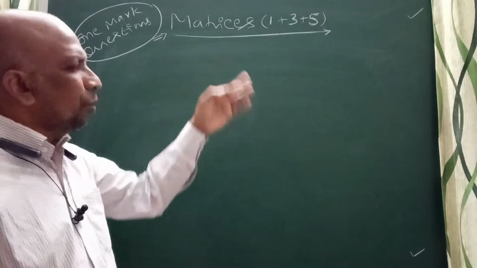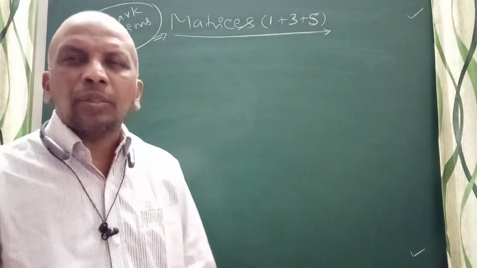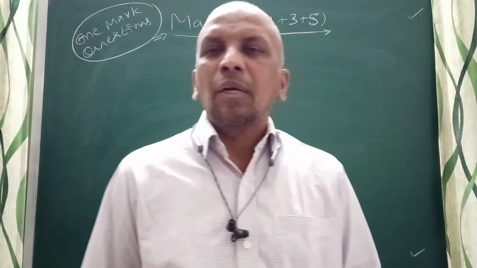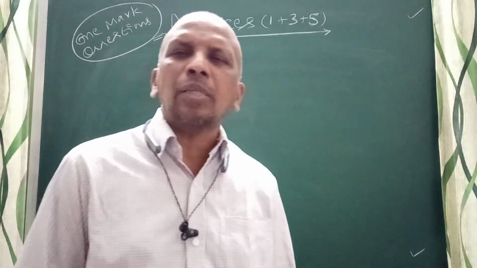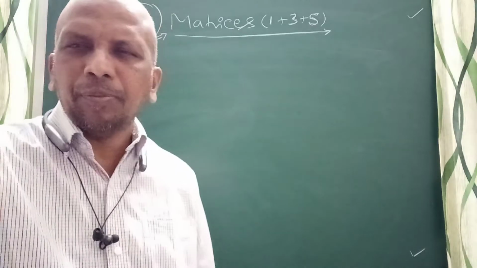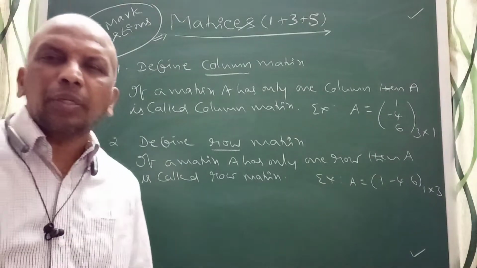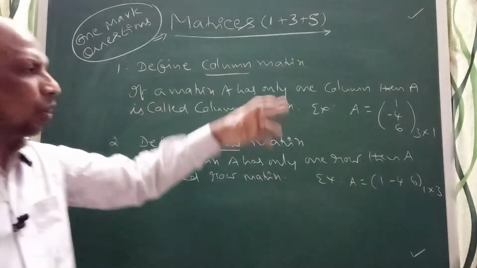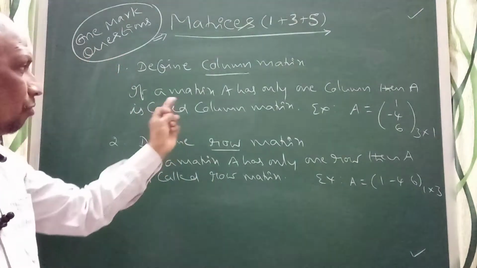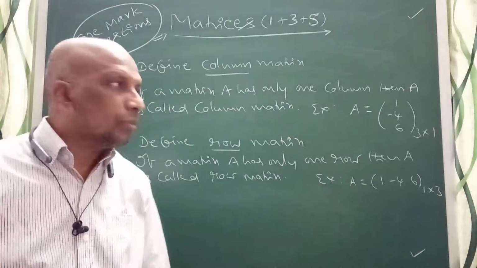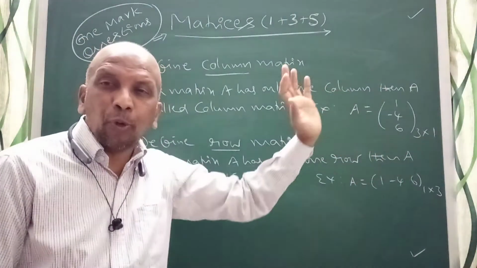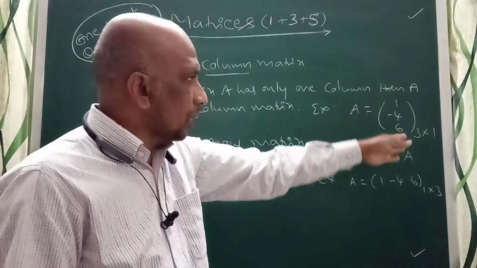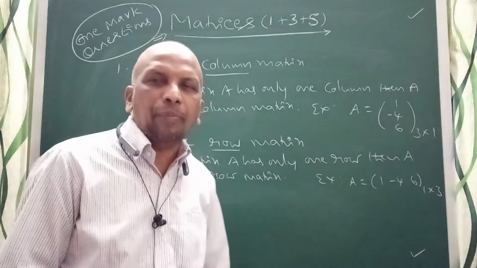Now look into the matrices. Here, the 1 mark questions. First they will ask about the types of matrices. Generally they ask about the types of matrices. For example, define column matrix. If a matrix has only one column, then that is called a column matrix. Only one column; we don't bother with the number of rows. I just give an example: 3 rows in one column.